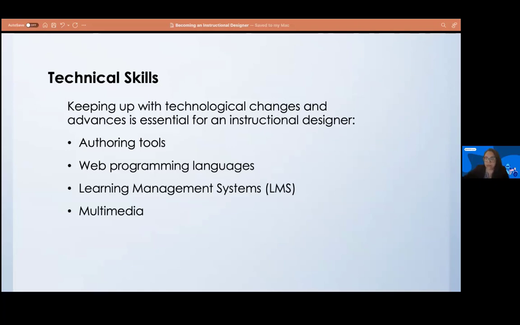For example, the authoring tools are software that help instructional designers to create interactive content. We have, for example, Articulate Storyline, Articulate Rise 360, and Adobe Captivate. We also have the web programming languages, which are HTML5, CSS, and JavaScript.